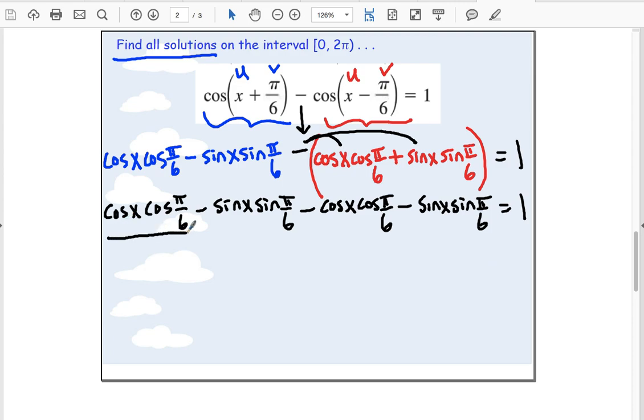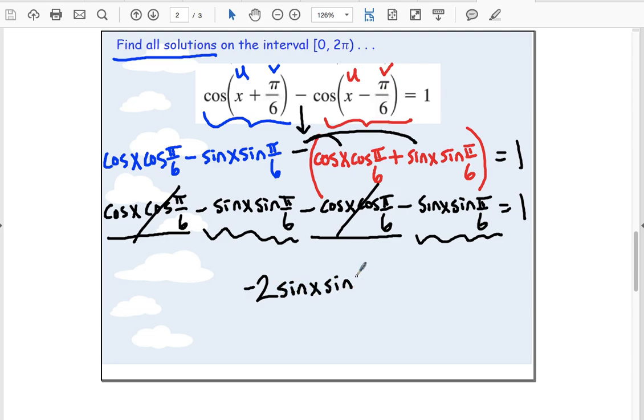Okay, do you see how this term right here and this term right here will cancel because one's a positive and one's a negative? And then this term and this term are the same. So I have negative 2 sine x sine pi over 6's, and those equal 1. I have 2 of them. They happen to both be negative. So negative 1 minus 1 more is negative 2.